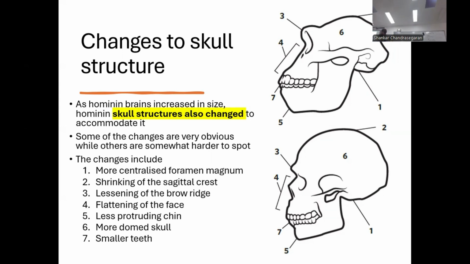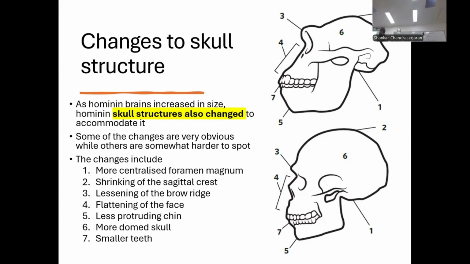Some of the most obvious ones is the first one, a more centralized foramen magnum. Basically, a foramen magnum is where your spinal cord enters into your skull. In the early Australopithecus, it was more towards the back of the skull, whereas in the hominin skull, it's more centralized at the very center, meaning that it's more centralized towards the spine.